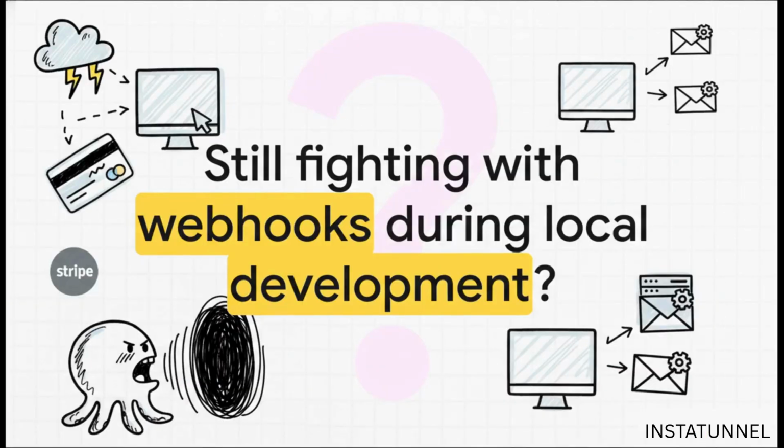It probably hits a little too close to home for a lot of us. You're building something amazing, you're integrating with Stripe or GitHub, and then you just hit a brick wall. How in the world do you actually test the events they're supposed to send you? It seriously feels like you're just shouting into the void.